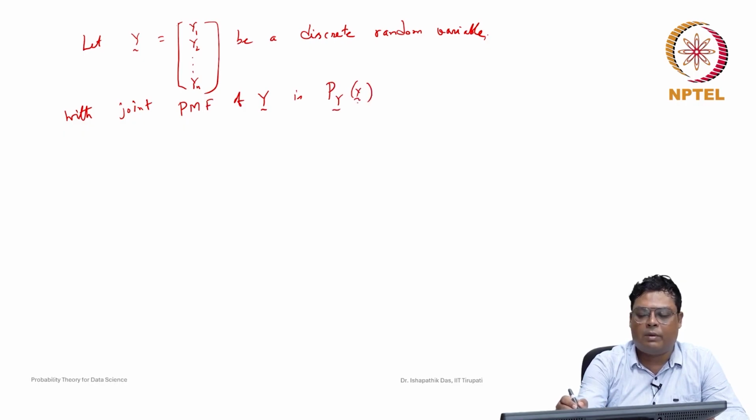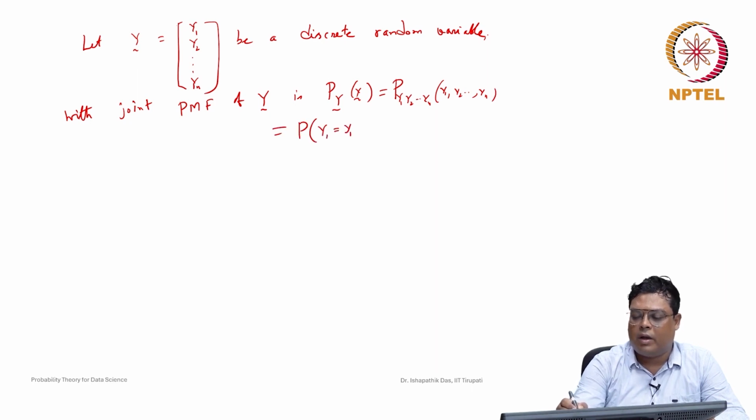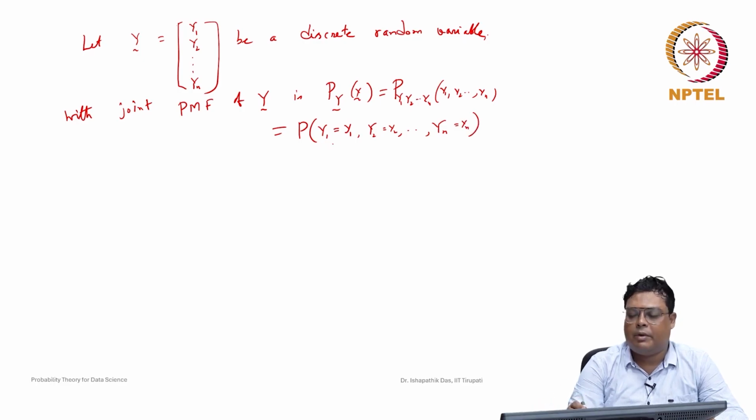So, this tilde whenever we write, it is like a vector. I am again explicitly writing Y1, Y2, Yn. This is nothing but what we already discussed, the probability that capital Y1 takes small y1, which is some real number, capital Y2 takes small y2, and capital Yn takes small yn. So, the joint probability mass function of Y is given by this.